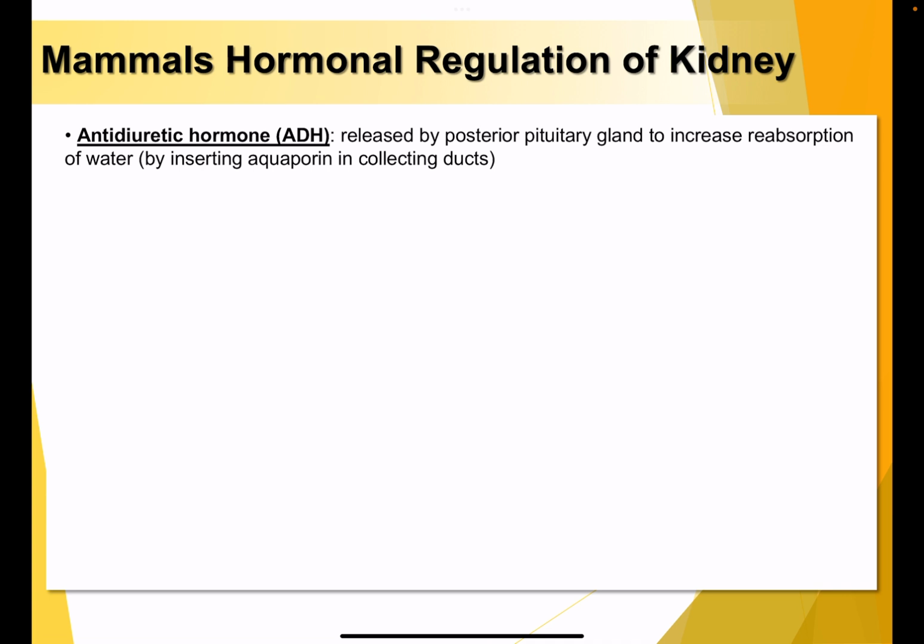And last but not least, in this chapter, we will go over the gist of the hormonal control within mammals. How do we regulate our kidney functions? One of those we already talked about, which is ADH, antidiuretic hormone, released by your posterior pituitary gland to increase water reabsorption by inserting aquaporin in the collecting ducts. This results in a smaller volume of concentrated urine because you reabsorb a lot of that water back.